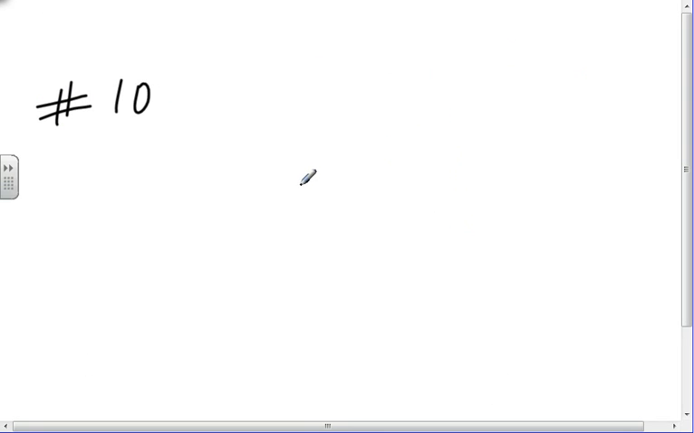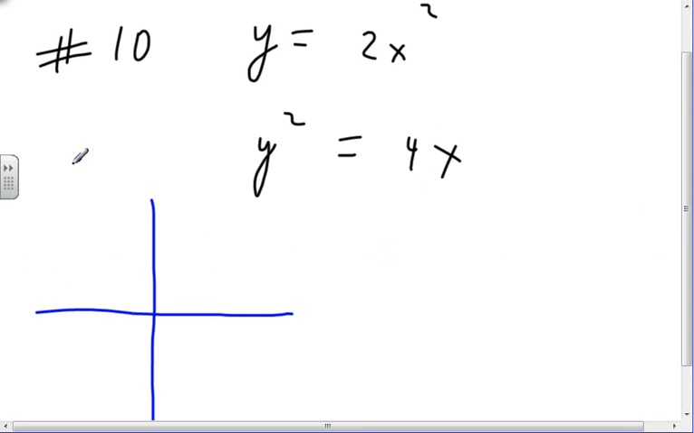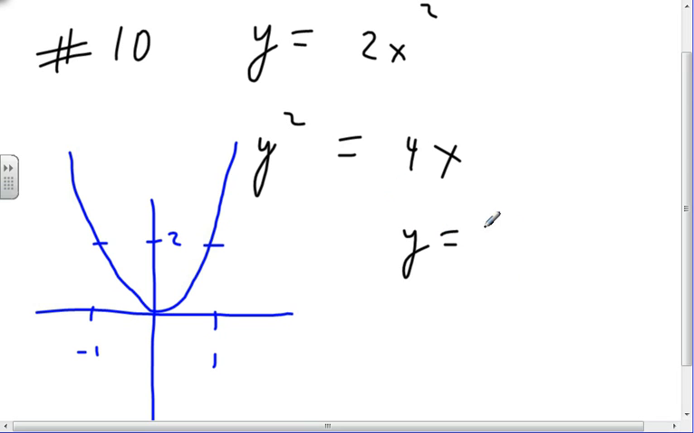Number 10. Y is equal to 2x squared, and y squared is equal to 4x. Okay? So y is equal to 2x squared is something that looks like this. When I go through 1 or minus 1, I'm at 2. Okay? This other guy looks like y is equal to 2 times the square root of x. Now, the square root of x is going to be something that looks like this.